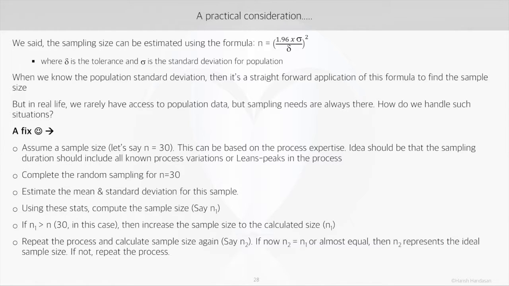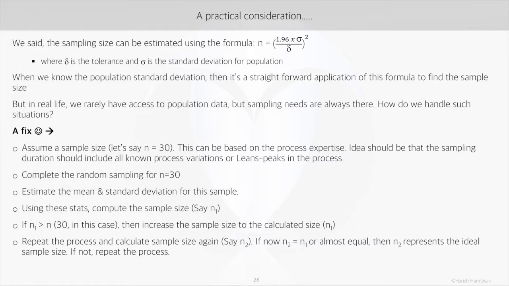Now for this set of 45 data points, we recompute the mean and standard deviation. We again use this data to calculate the sample size. If this time the calculated sample size is close to 45 or equal to 45, because we now have taken 45 sample points, then we can consider this sample as the most representative sample.